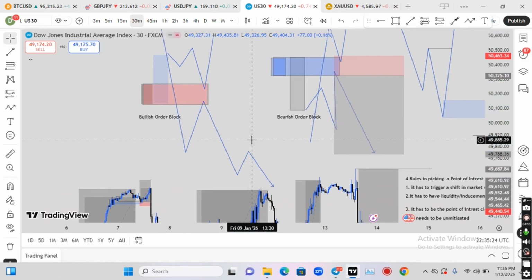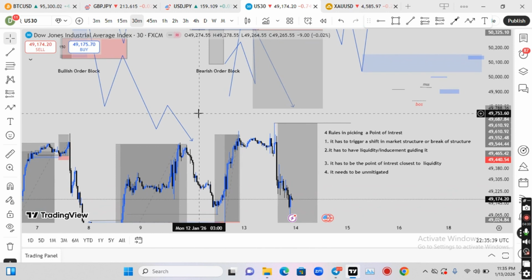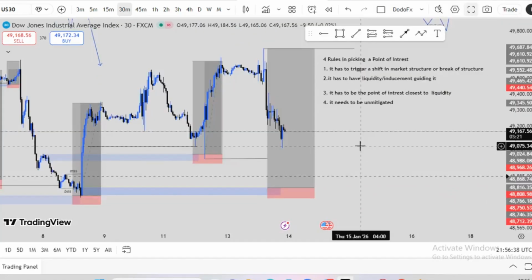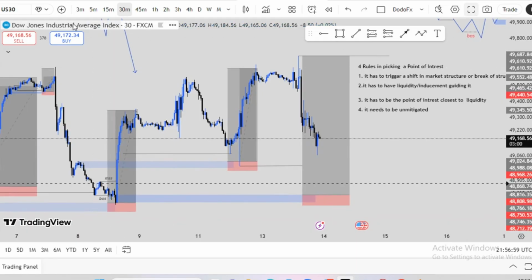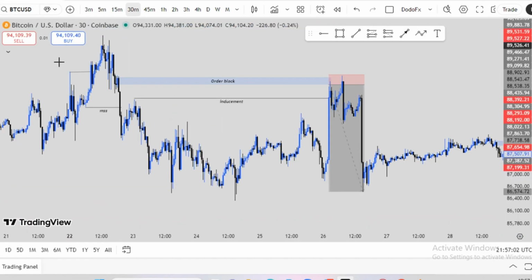And in this video I'm going to show you how to identify a breaker block and an order block correctly, and how to use them correctly in your trading career journey. Understand, right? So we have 4 rules in picking a point of interest. Number 1, it has to trigger a shift in market structure or breaker structure. Let's focus on the first part, which is the shift in market structure. I will explain the breaker structure later for you.